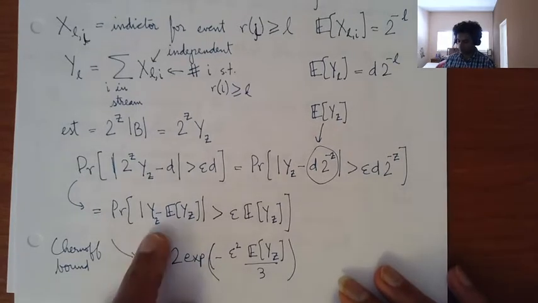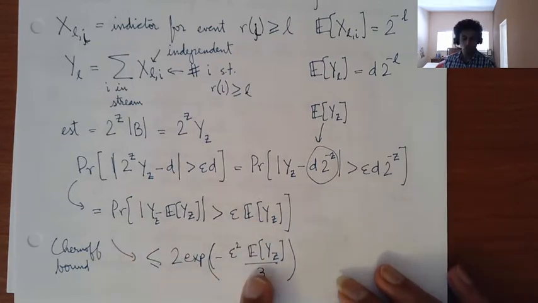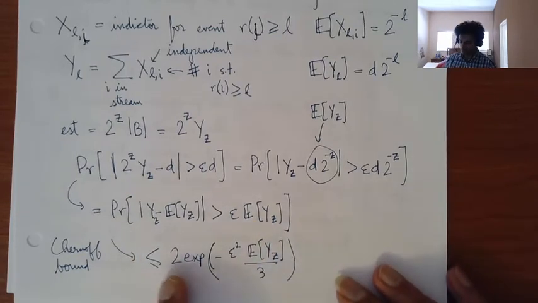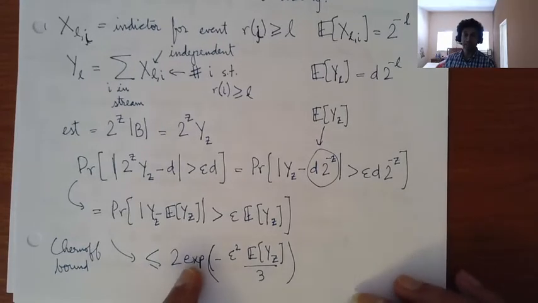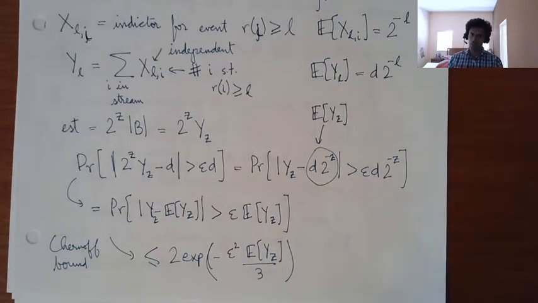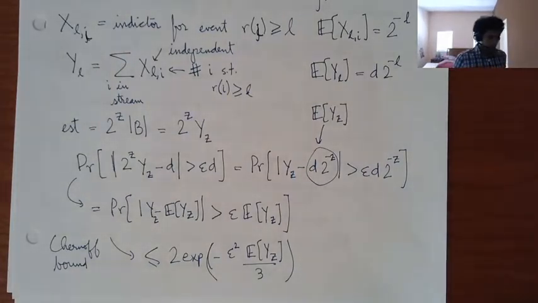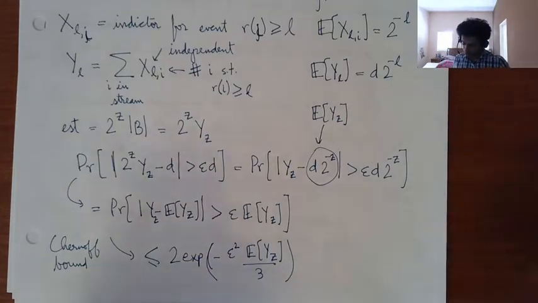So the probability that yz minus the expectation is at least epsilon times expectation, and we know that there is a Chernoff bound here. Right, so this is going to give you 2 e to the minus epsilon square expectation of yz divided by 3, and there's a 2 over there because I did a union bound over the upper tail and the lower tail. Okay, so any questions about this? Is this clear? Okay, then let's proceed.